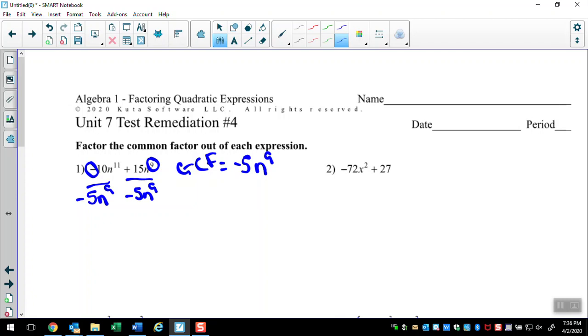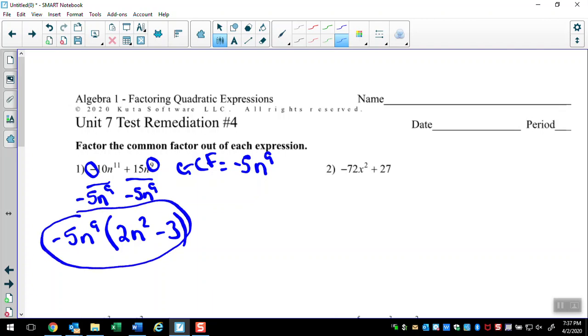Alright, so now I can do negative 10 divided by negative 5, and when I'm factoring, that greatest common factor has to be part of my answer. So negative 10 divided by negative 5 is 2. And then remember we subtract our exponents. 11 minus 9 is 2. So 2n squared. 15 divided by negative 5 gives me a negative 3. 9 minus 9 is 0, which means that the n's cancel out. This is my final answer. We have to make sure that we include the greatest common factor in our answer.